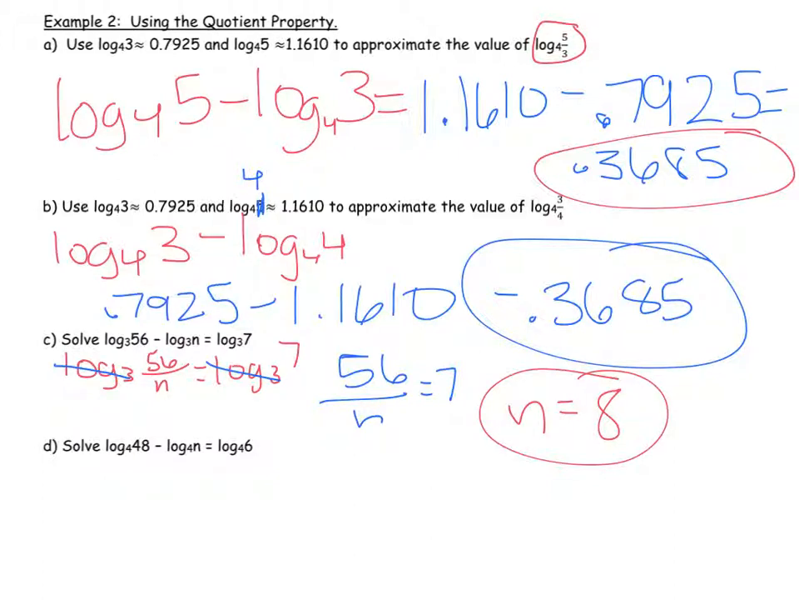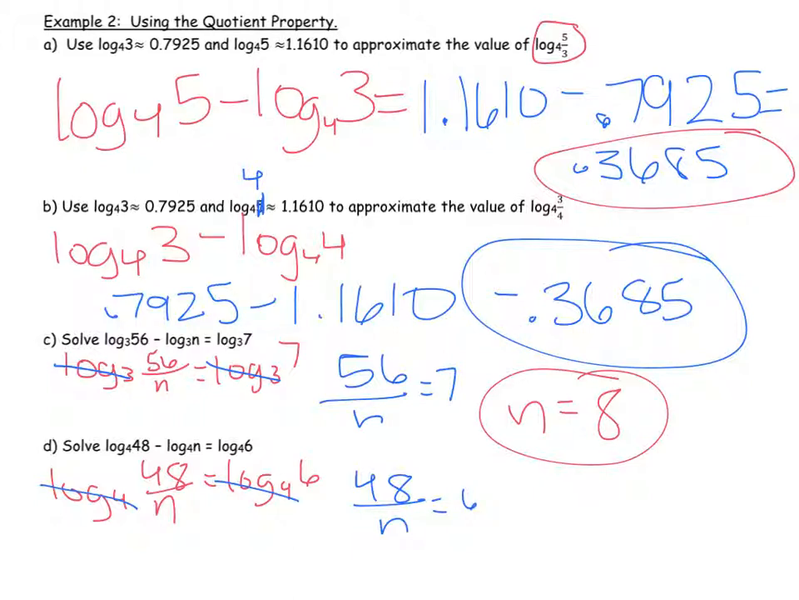Example D, very, very similar. We'll go ahead and rewrite it as one log. So we have log 4 of 48 over n equals log 4 of 6. Again, my bases are the same, so I can cancel those out. So I have 48 over n equals 6. And so I ask myself, okay, 48 divided by what is going to give me that 6? And I know that 48 divided by 8 is going to give me 6, so actually n is going to be 8 again in this case. It won't always be 8, it just happened to work out this way in these problems.